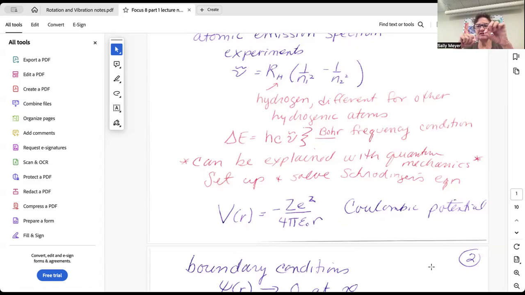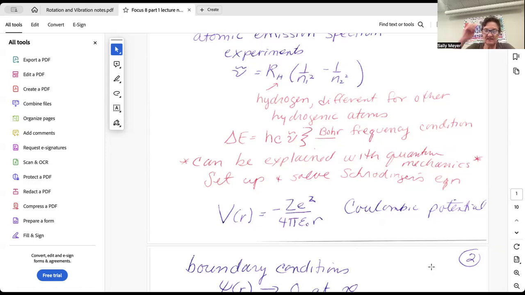So if we have a hydrogen atom, you have a nucleus and an electron, and the only thing the potential energy depends on is how far apart they are, not the angle at which the electron is around the nucleus. And so that means that we're going to be able to separate the variables if we use spherical polar coordinates. So we're going to be working in theta, phi, and r.